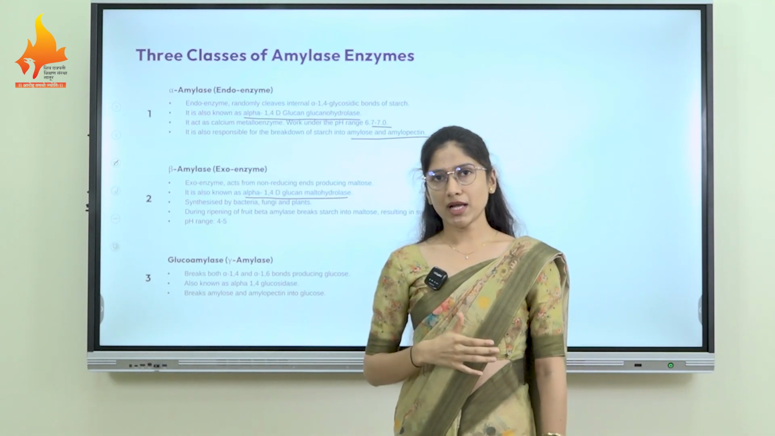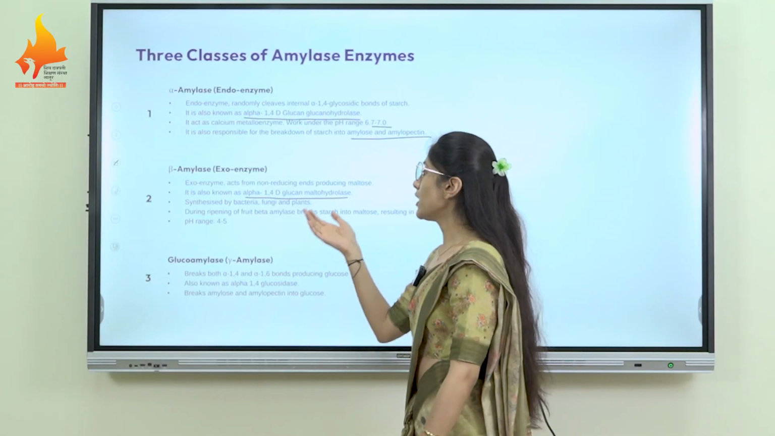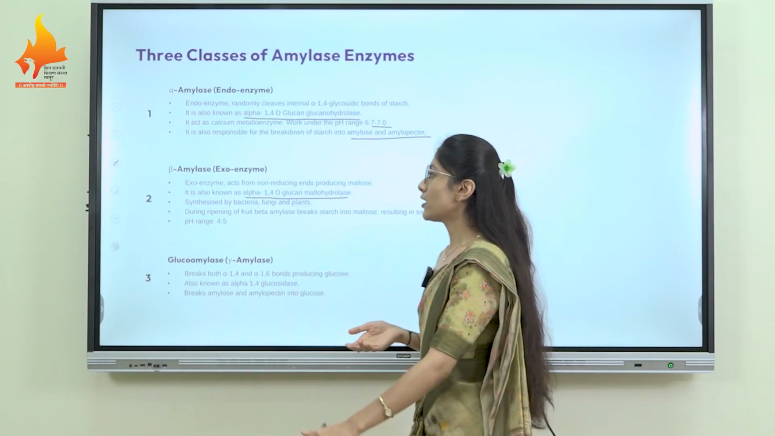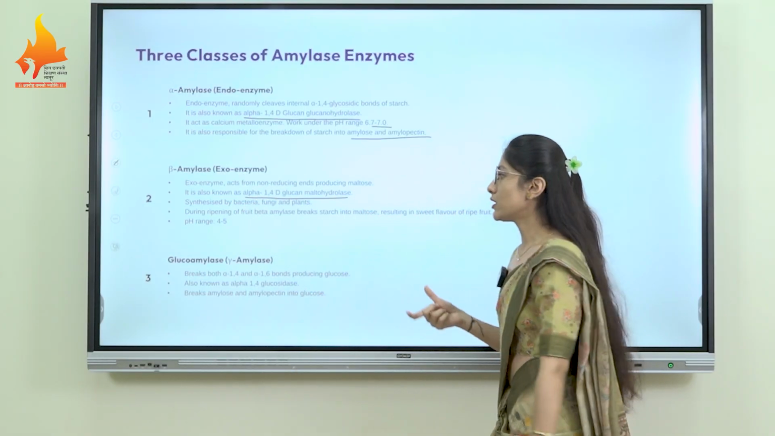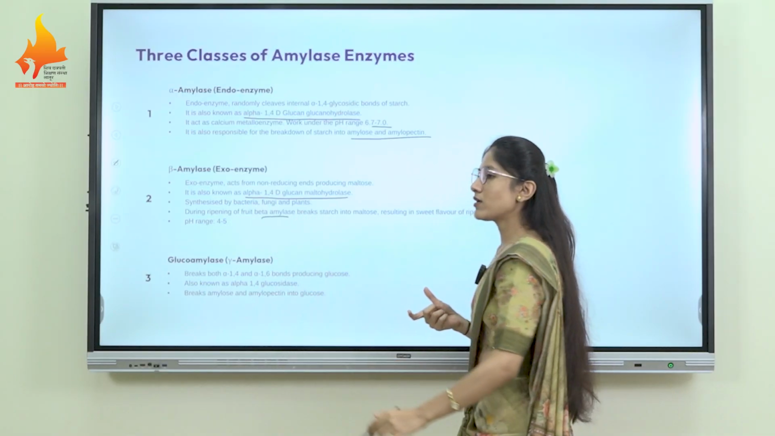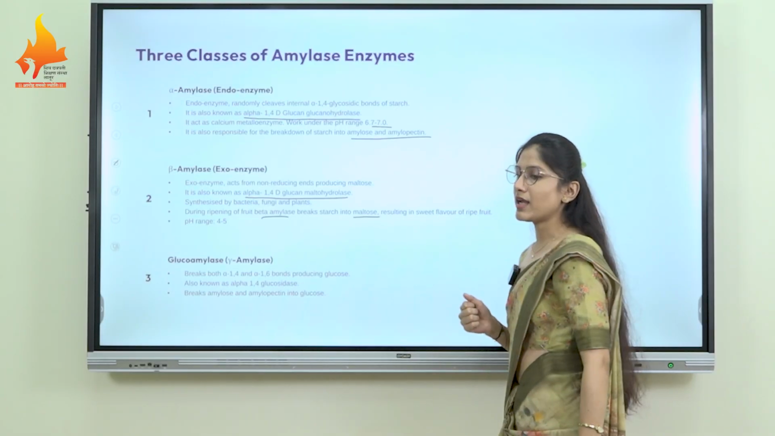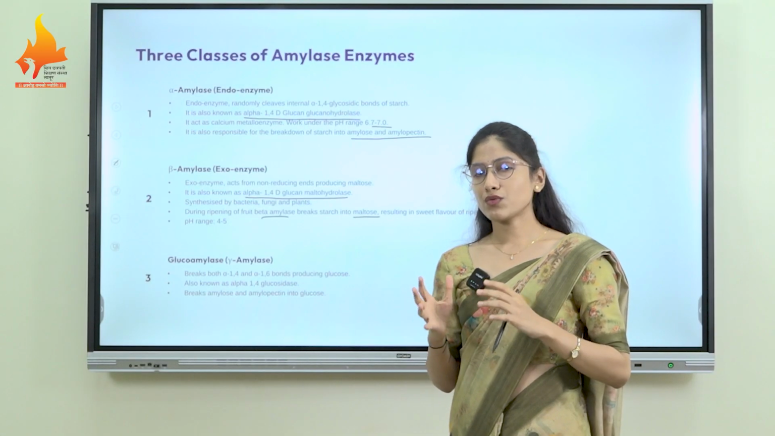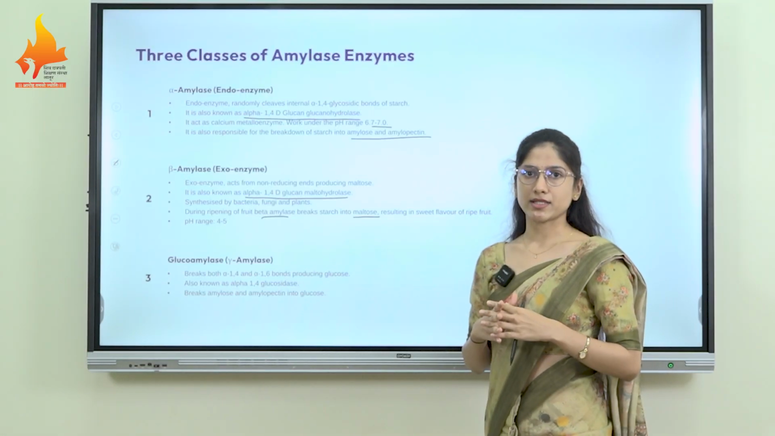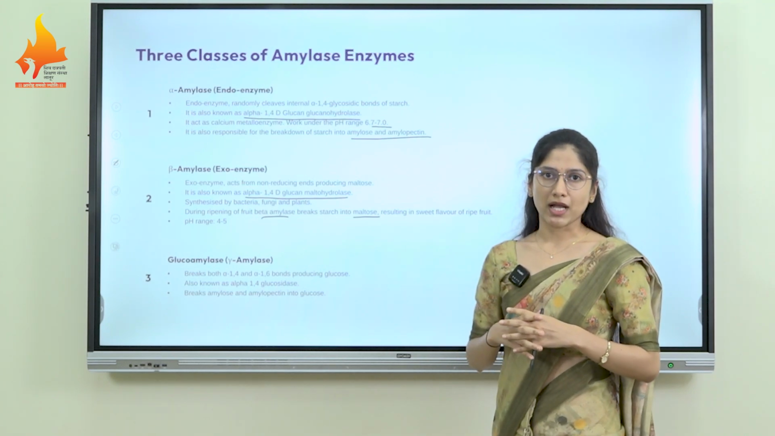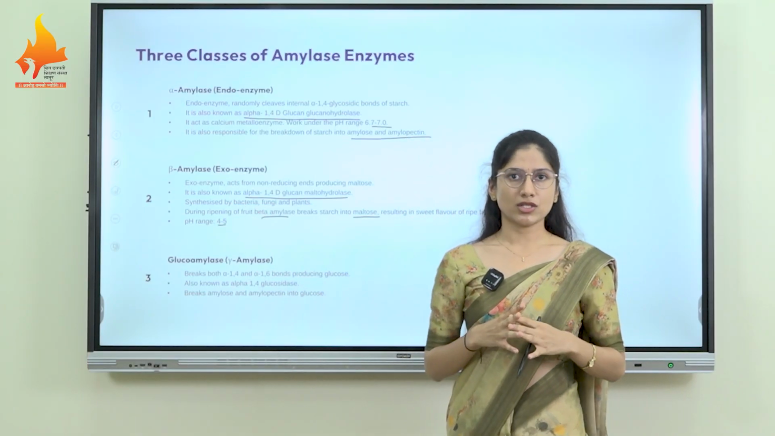This beta amylase enzyme is synthesized by different types of microorganisms, fungi and plants. During the ripening of fruit, beta amylase is responsible for breaking starch into maltose sugar, and this maltose sugar gives the sweet flavor to the ripe fruit. That is the function of the beta amylase enzyme. This type of amylase works under a pH range of 4 to 5, that is, an acidic pH range.